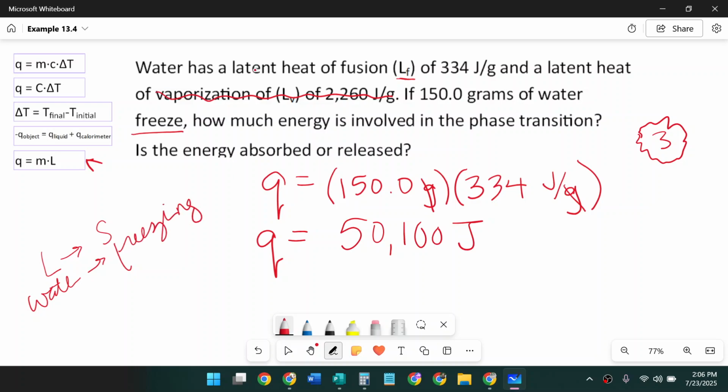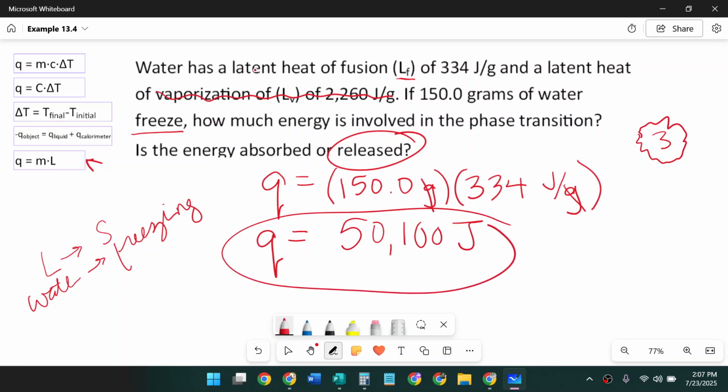If the water is getting colder, the things around it are going to get warmer. It's going to make its surroundings warmer or heat up its surroundings. So that means it's releasing energy. So the answer is released. So here's our first answer for question 1, and then released is our answer for the second question.